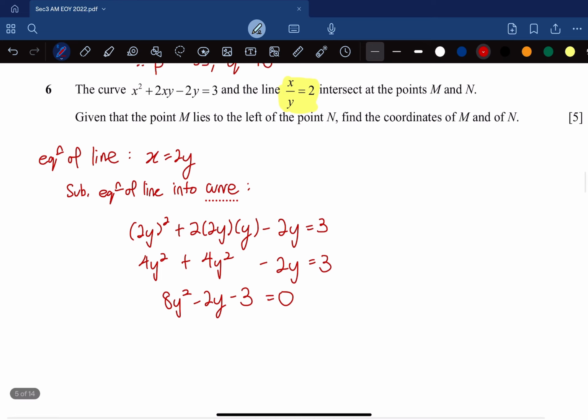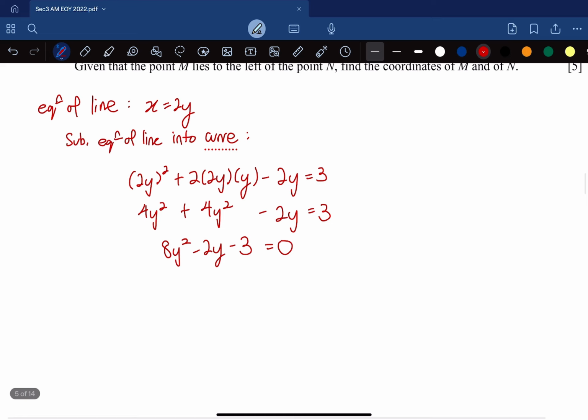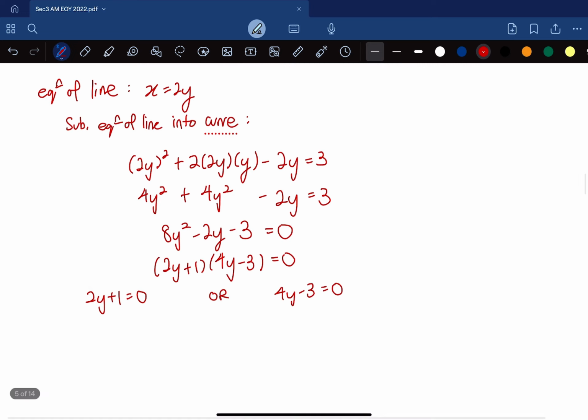Okay, then from here, I have a quadratic equation in y. To solve a quadratic equation, there are always two ways: either you factorize or you use the quadratic formula. An easier way here is to simply factorize. If I factorize this, I'll get 2y plus 1 times 4y minus 3 equals 0. So therefore, 2y plus 1 equals 0, or 4y minus 3 equals 0. Therefore, y equals negative half, or y equals 3 over 4.